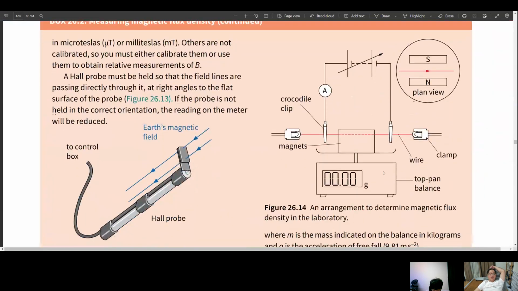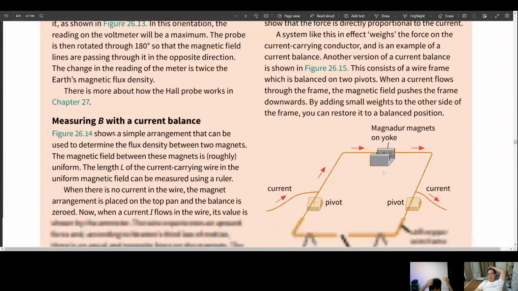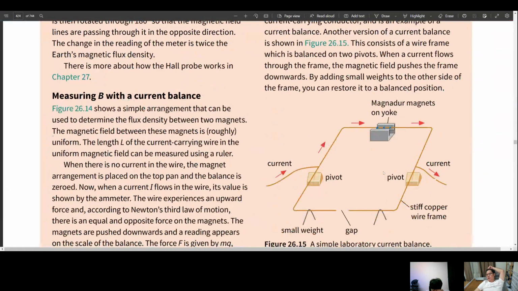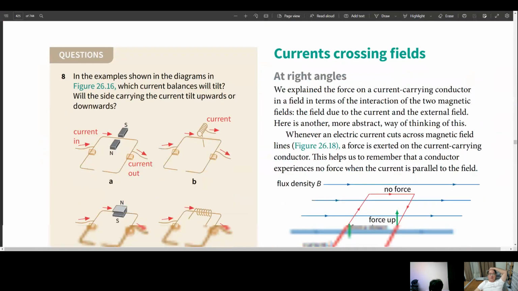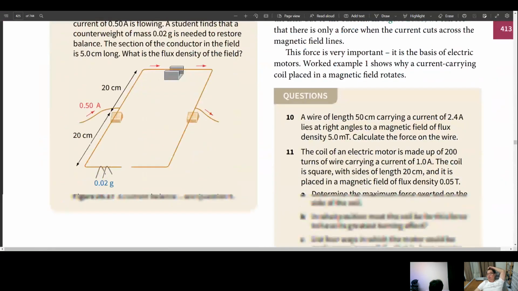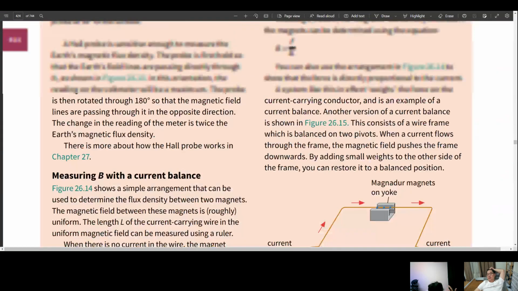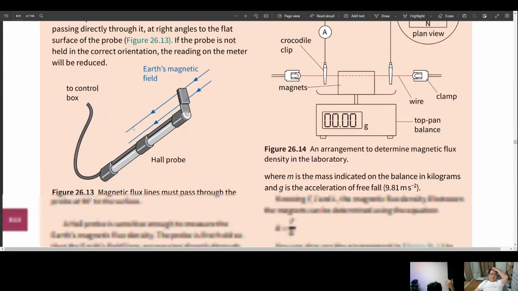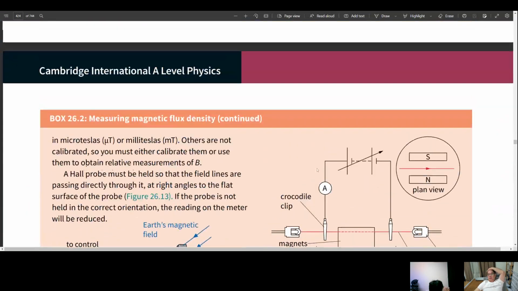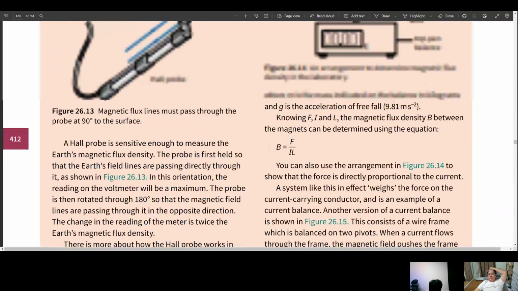Later, if you do papers like paper 3, paper 4, you will see questions related to the working principle of that Hall probe, but not for now. So we will look back at how it works later, when we do the exercises. Microtesla, millitesla, to the control box.